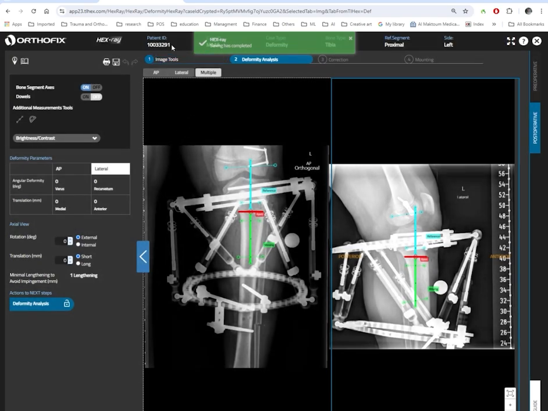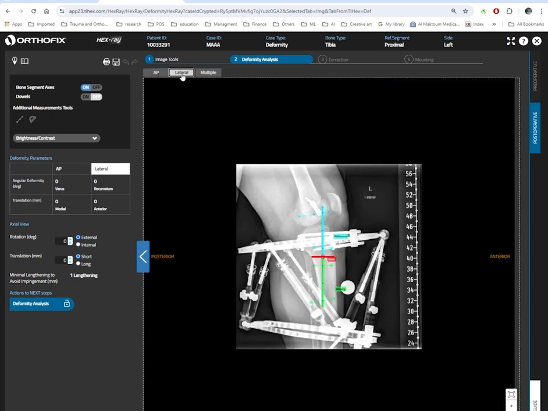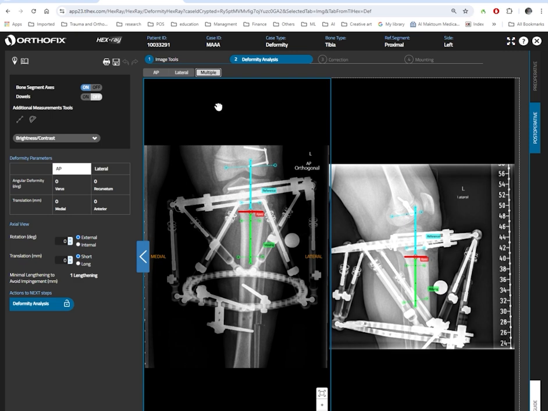It moved me from the image tool to the deformity analysis. Let's spend a few seconds in this page here. You have the deformity analysis here. You have your AB image. You can use AB, you can use lateral, or you can use multiple. You have to save and you have to print, and you have more information here should you wish to read more. Also, if you look here, guide, that's very useful as well.